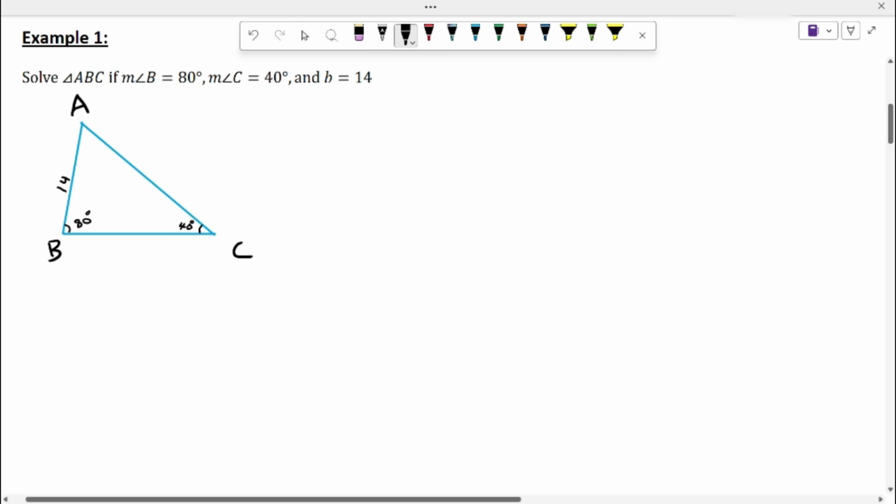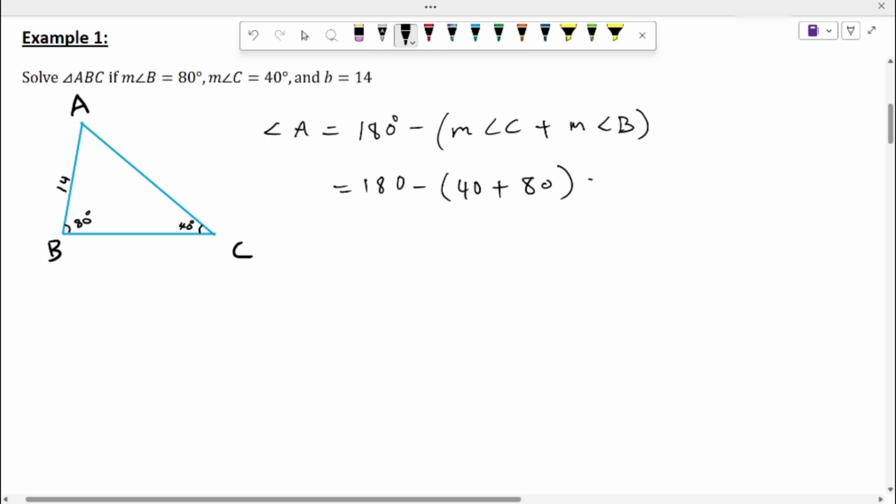Let's make this bigger. So measure of angle A equals 180 degrees minus the measure of angle C plus the measure of angle B. So equals 180 minus, C is known here as 40, plus 80, that's B. So this equals 180 minus 120, so the measure of angle A equals 60 degrees.